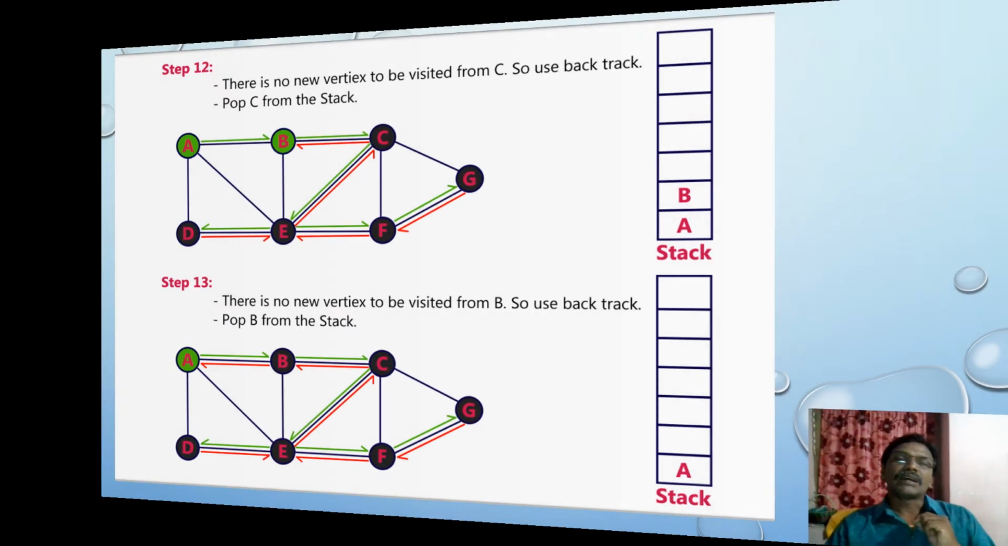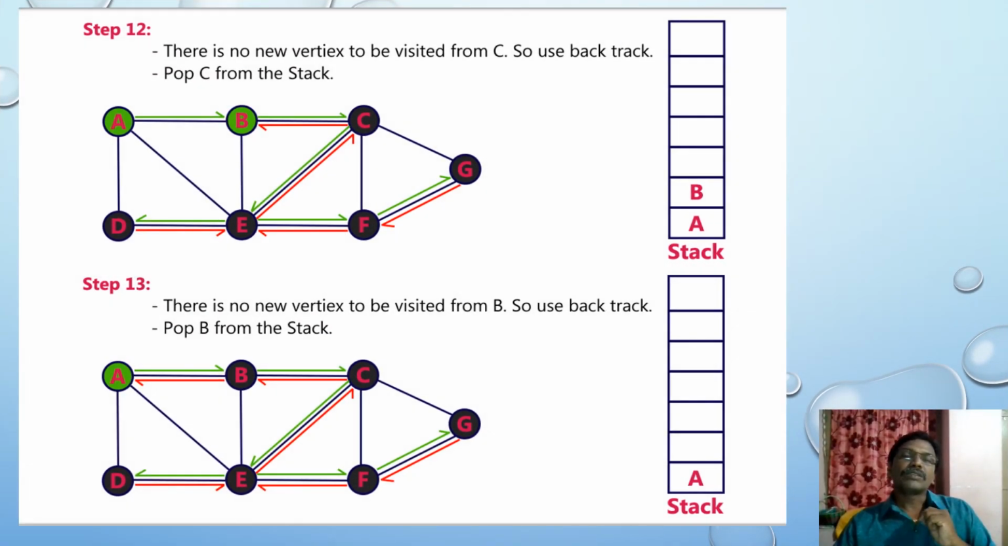Then C's adjacent vertices B, E, F and G, but all are visited vertices. So no non-visited vertex. So using backtrack, that is B. So C is popped. Then check B's adjacent vertices, that is A, E and C. All are visited vertices, no non-visited vertex. So using backtrack, move to A. So B is popped.